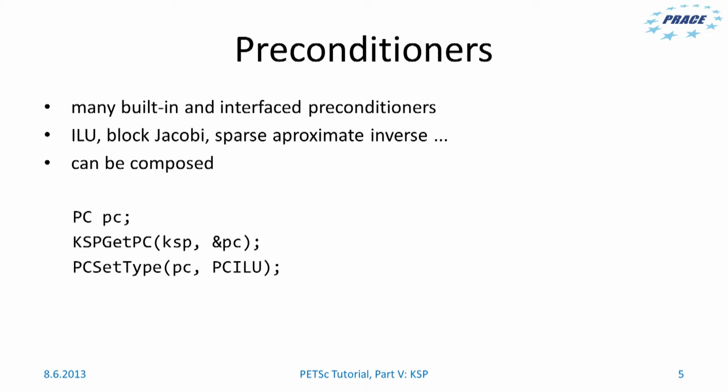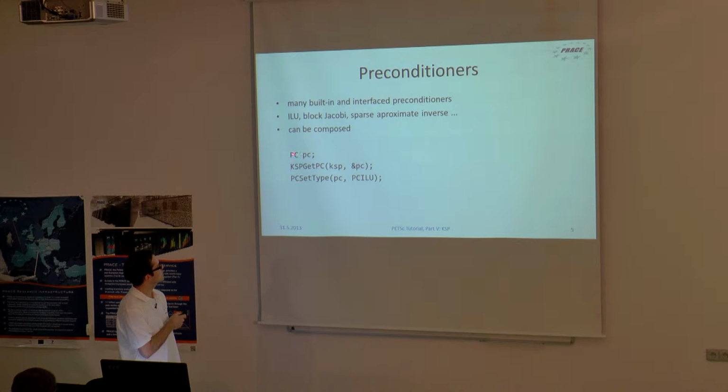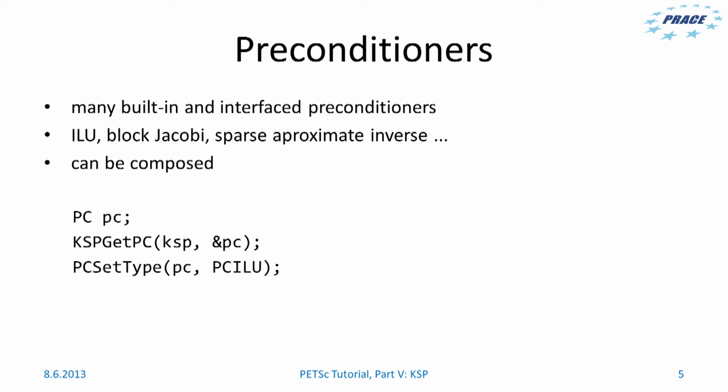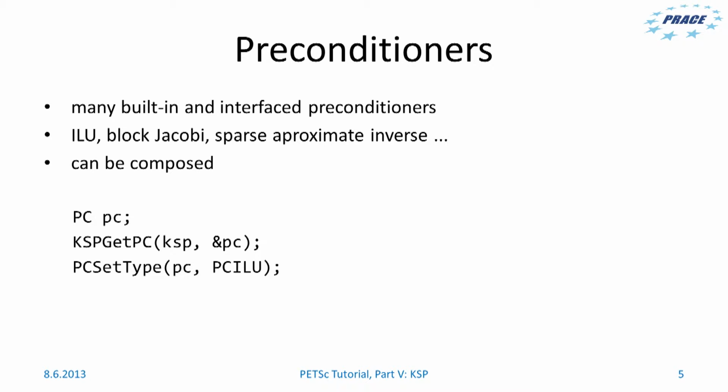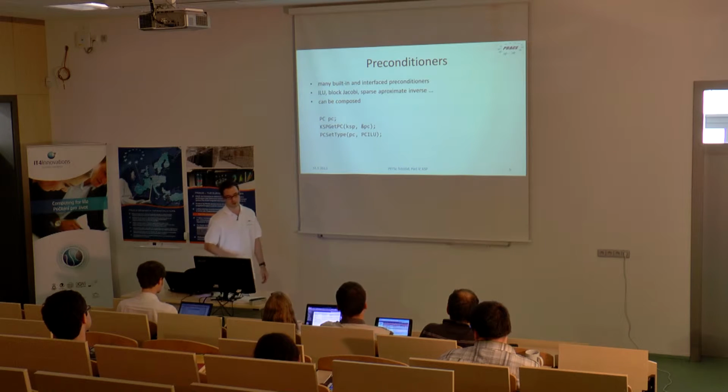PETSc also has many different preconditioners that can be used together with KSP. Preconditioners are abstracted by class PC. There are preconditioners like incomplete LU factorization, block Jacobi, and the preconditioner is specified like this. You automatically have in your KSP object an instance of a preconditioner, so you get it using KSPGetPC. Then you can do what you want with the preconditioner. Typically set the type. In this case, I have chosen incomplete LU factorization.